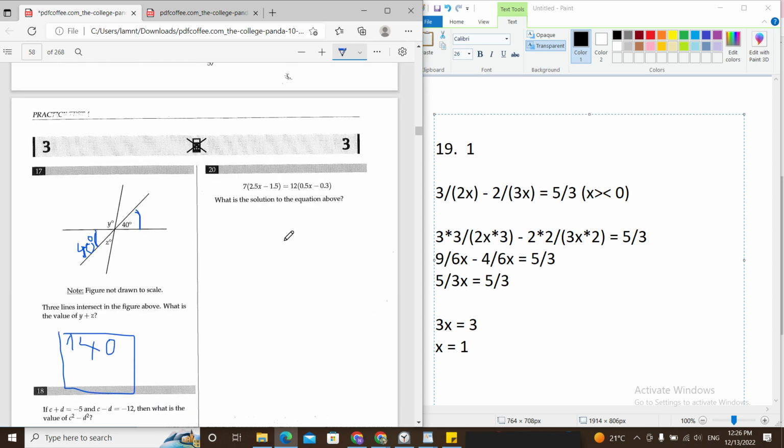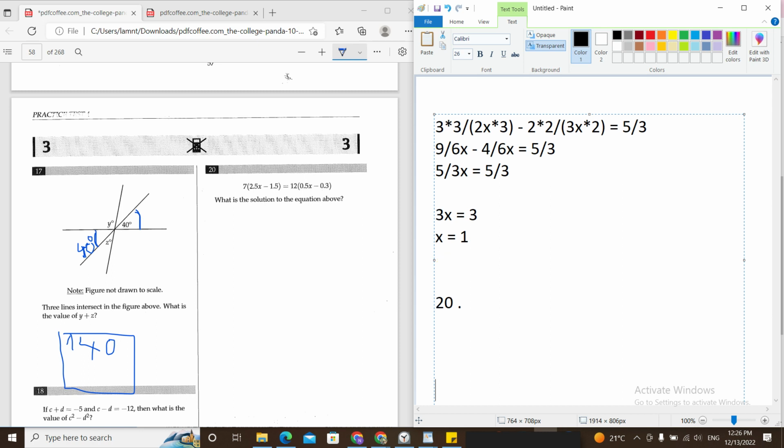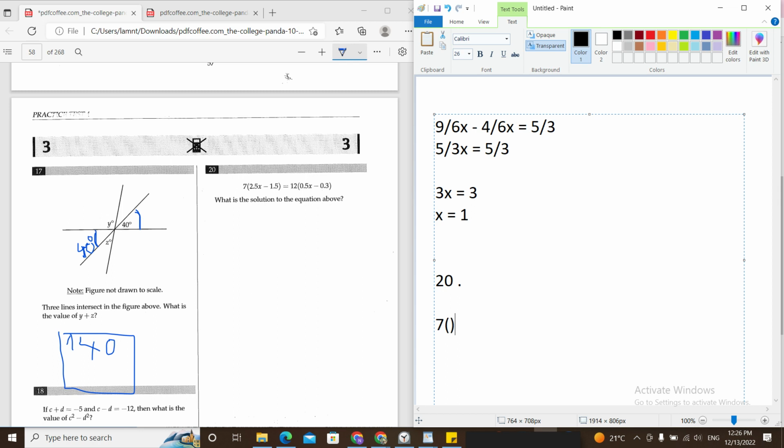And let's try to do 20. They asked us to find the solution, we just have to solve it. For number 20, I think it's very similar to number 19. So you have 7 times 2.5x minus 1.5 equal to 12 over 0.5x minus 0.3.